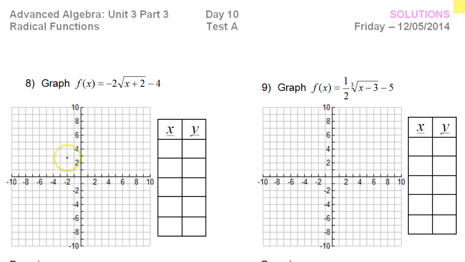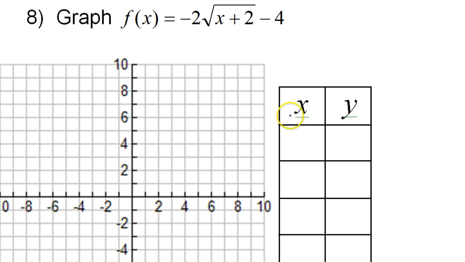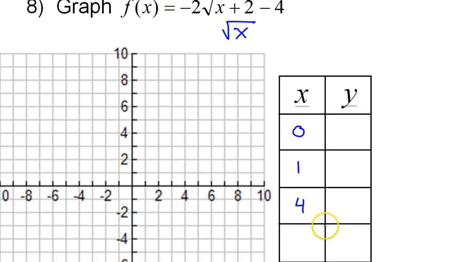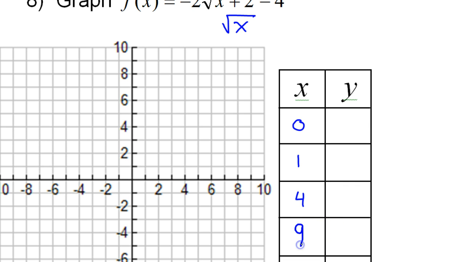Okay, number 8. We will start by looking at the parent function, square root of x. So we will pick x values that are easy to take the square root of, like 0, 1, 4, and 9. Okay, so to get the y values, we will go ahead and take the square root of these x values, and that will give us 0, 1, 2, and 3.